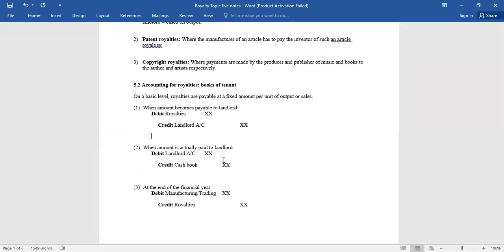When the amount is actually paid to the landlord, we are going to debit the landlord's account and credit the cash book because the amount has been paid. Our cash is decreasing. Then at the end of the financial year, we are closing our books. If it is manufacturing, we are going to debit the manufacturing account. If the asset is of trading nature, we are going to debit the trading profit and loss account and credit the royalties account to close it. You can have an illustration and see how.